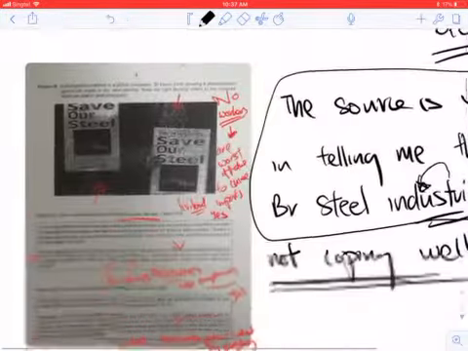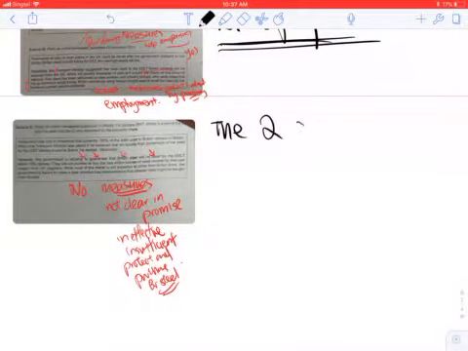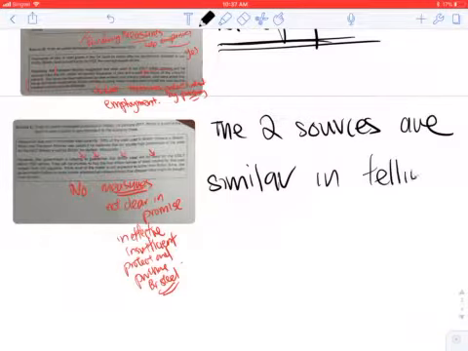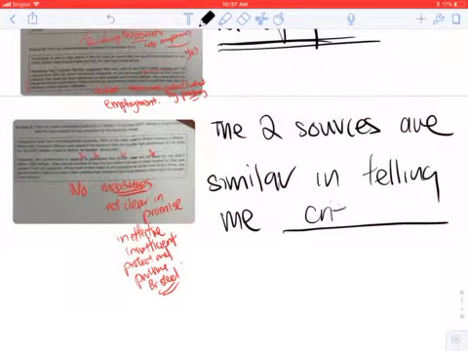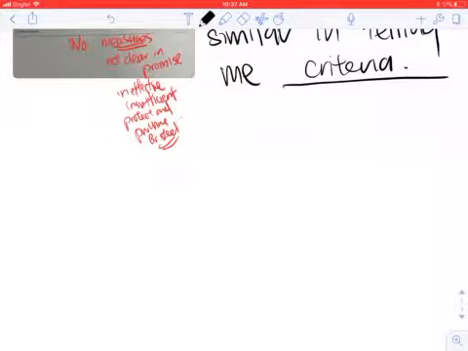So comparison or hybrid question. How similar are these two sources? Make sure you say that they are similar. Okay. The two sources are similar in telling me. Use the word telling me. Criteria. Okay. So this is the basic thing.